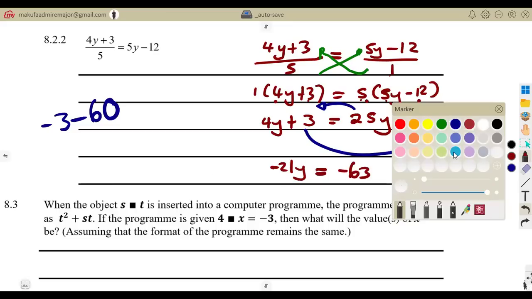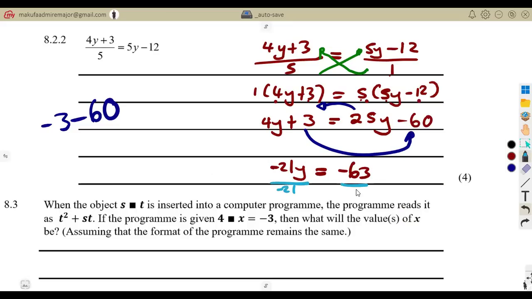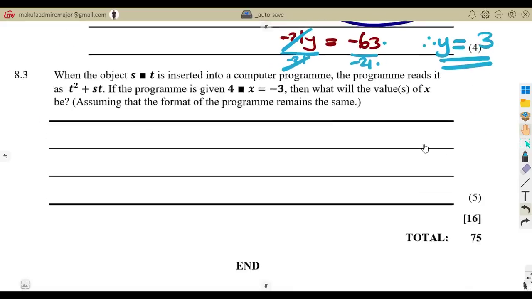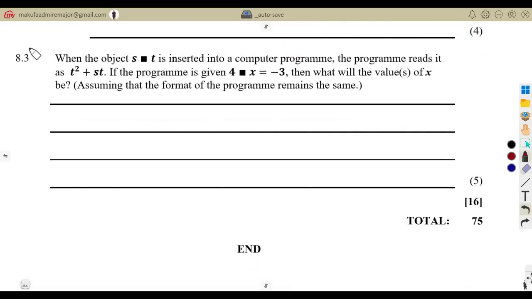So how can we determine the value of y there? Simply divide by negative 21 on both sides, so that we have negative 63 by negative 21. It was going to give us a positive 3. Just like that. Just make sure you revise as much as you can.